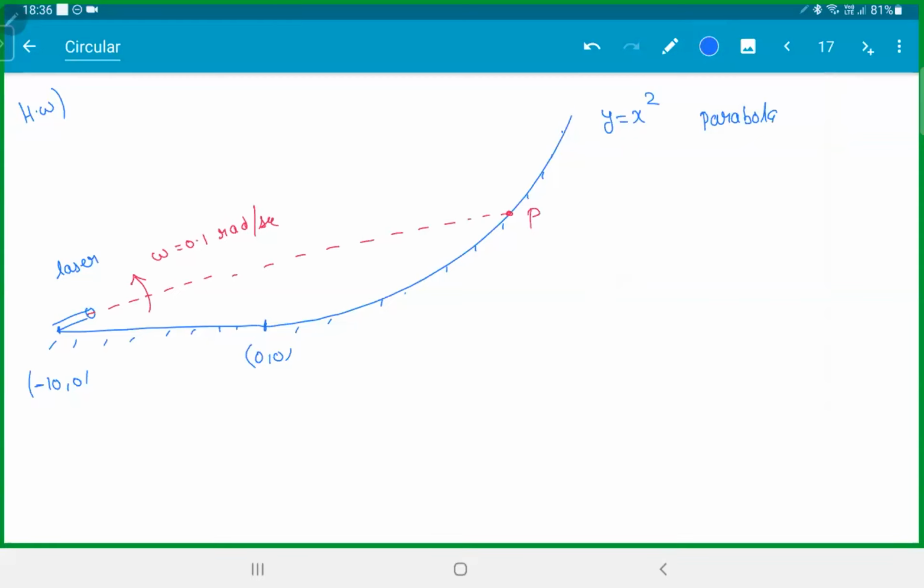Numbers will be bad. I'll just keep it as variables only. Minus d comma 0. Let this be omega only. That is point P. Find speed of point P as function of coordinates x comma y.